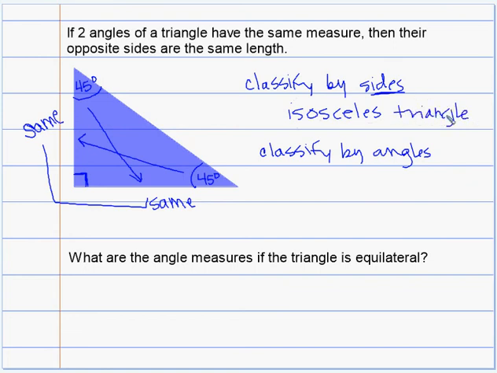What about by angles? Well, hopefully you notice that we have a right angle, so we have a right triangle.